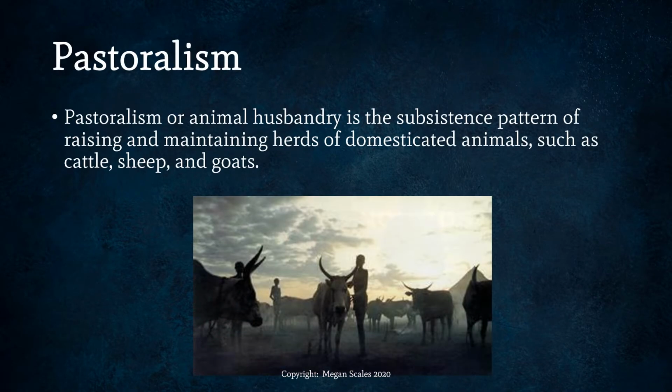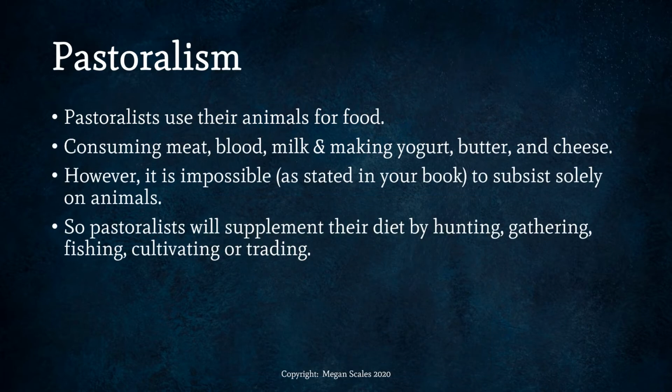Pastoralism, also called animal husbandry, is the subsistence pattern of raising and maintaining herds of domesticated animals such as cattle, sheep, and goats. So, pastoralists use their animals for food. Consuming meat, blood, milk, making yogurt, butter, and cheese are some examples of how this can be done. However, it's impossible to subsist solely on animals. So pastoralists will supplement their diet by hunting, gathering, fishing, cultivating, or trading.